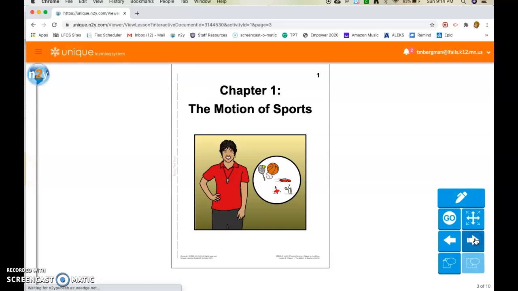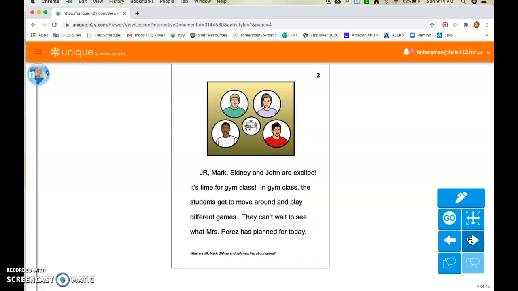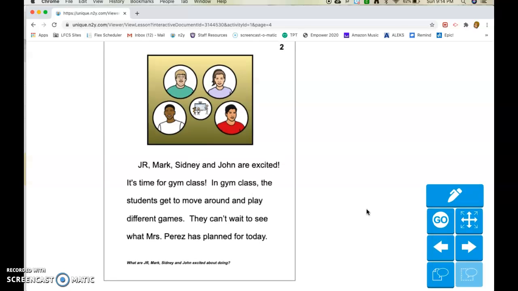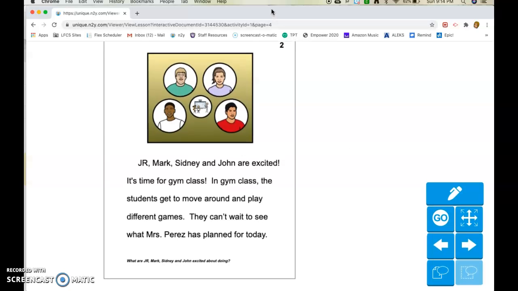Here we go. Chapter 1, The Motion of Sports. JR, Mark, Sydney and John are excited. It's time for gym class. In gym class, the students get to move around and play different games. They can't wait to see what Mrs. Perez has planned for today.